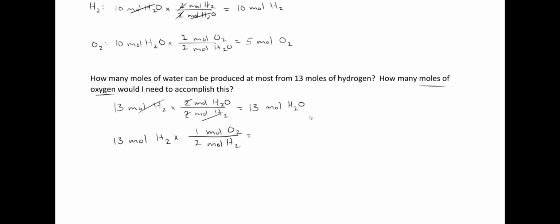So we can just fill those numbers in. So we have 13 times 1 divided by 2. This would be 6.5 moles of oxygen, or 13 halves. I cancel out my unit there, moles of hydrogen and moles of hydrogen, so I know that I get moles of oxygen. Okay, let's go ahead and continue on to the next problem.